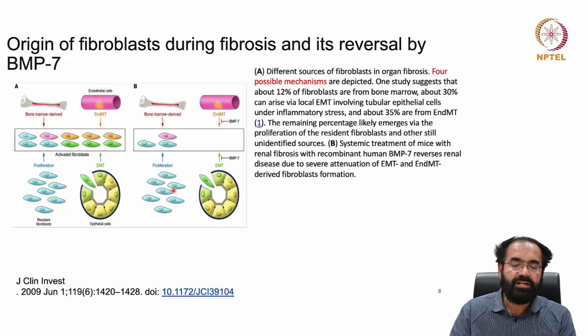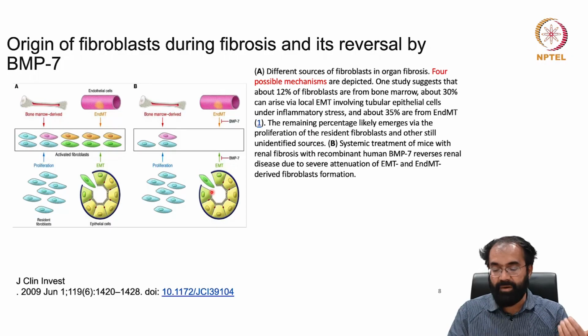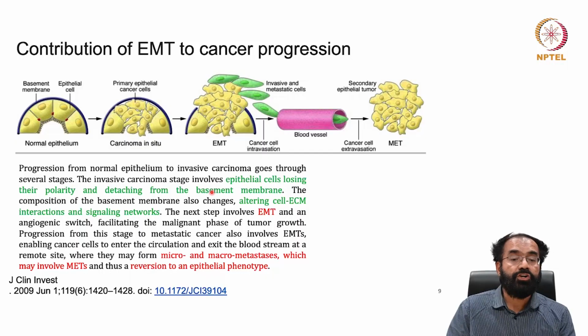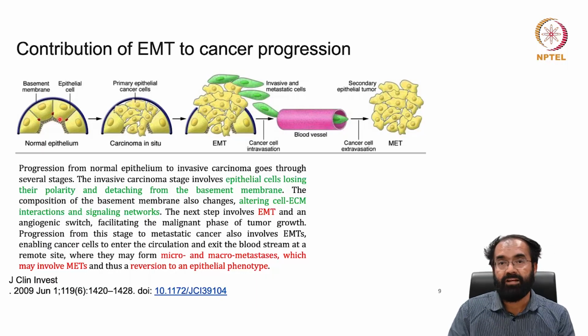So what you understand from here is that whichever tissue you are talking about, it has the potential to give rise to wandering fibroblasts by EMT transition, but you also have the ability to prevent that formation. So, the contribution of EMT to cancer progression. Let us see how it is involved in cancer progression.